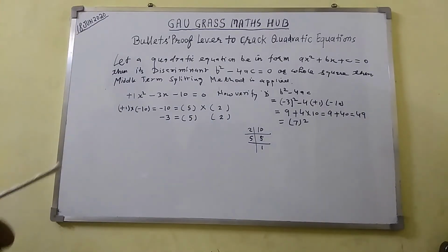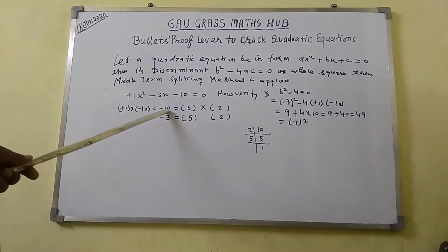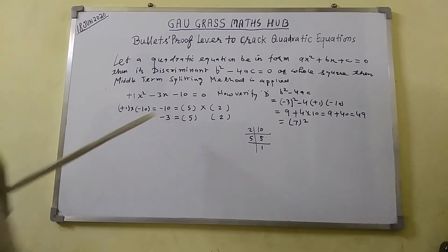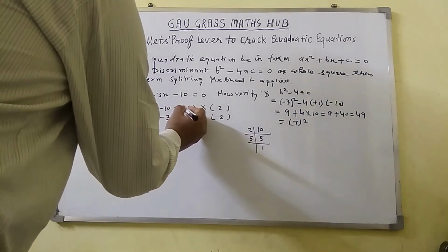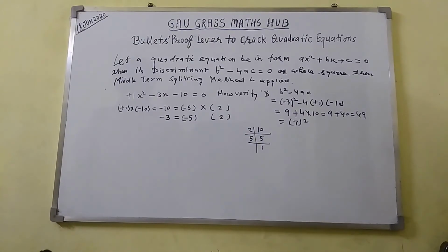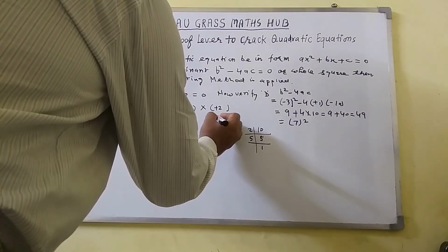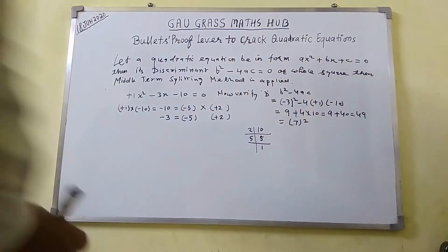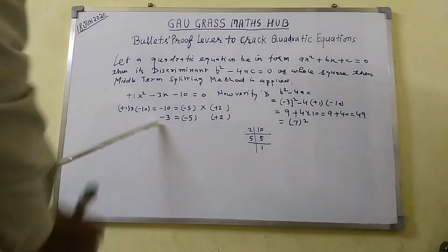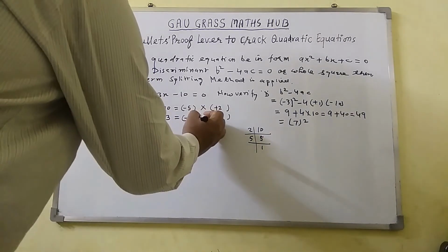Now adjust the signs here. Here you can see minus 10 is there, and here you can see minus 3 is there. So what to do in this case? Here put minus, here put minus. Here you put plus, here put plus. Now what operation will you do here in order to get minus 3? In order to get minus 3, I will put here plus.